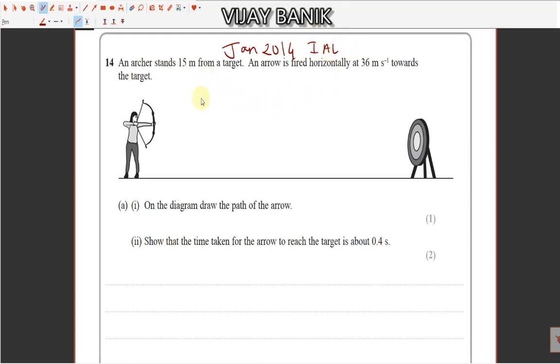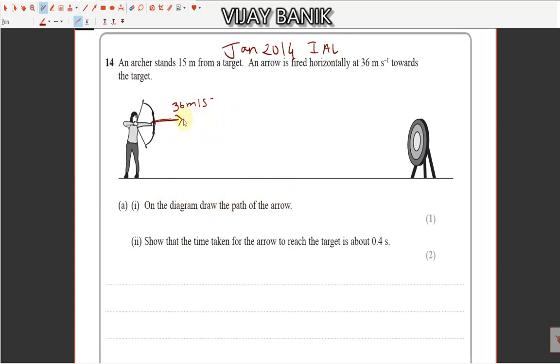In question, an archer stands 15 meters from the target. An arrow is fired horizontally at 36 meters per second. So the horizontal velocity of the arrow is 36 meters per second. When you throw, on the diagram, draw the path of the arrow.